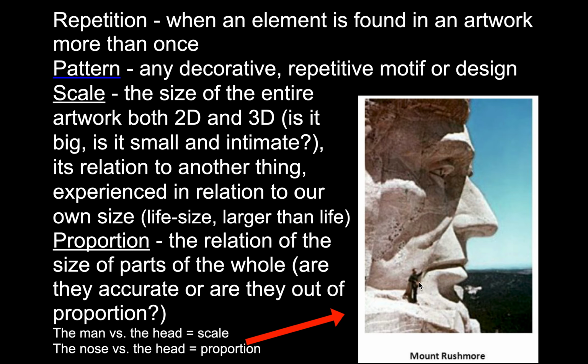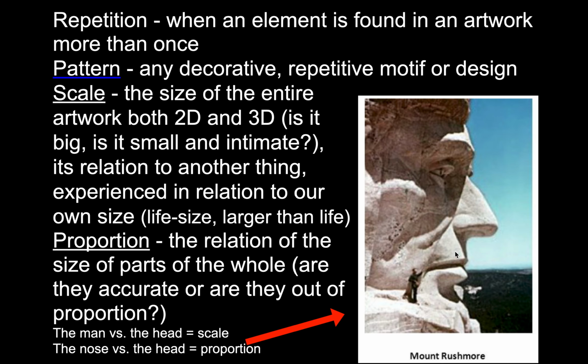And you really get a sense of the scale of it, especially if you consider that there's 4 heads there, and we're only seeing one of them here. Now, proportion would be if we compare the size of this nose to the size of the head. It would also be if we're comparing the nose to the size of the eye, or the brow, or the lip.